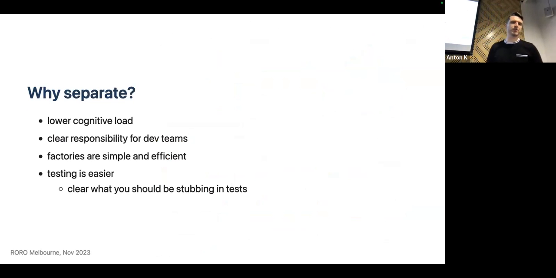Also, separation lowers the cognitive load, which is all the things that you need to remember. When you have one giant application, you think, I need to remember all these 50 classes. But when you have a small one, it's just the admin app, and you only need to remember the 10 models you're working with. It's easier to work with. Also, different teams can work on different applications without stepping on each other's toes: this is just the admin app, I'm working on the admin app.